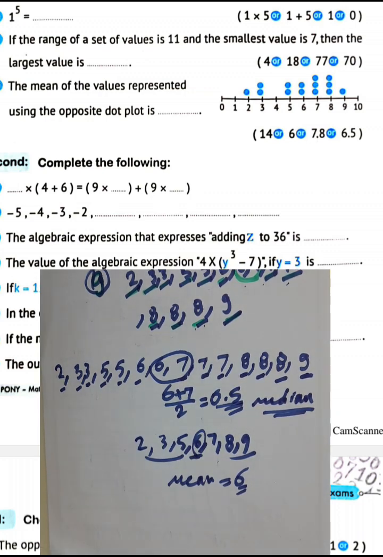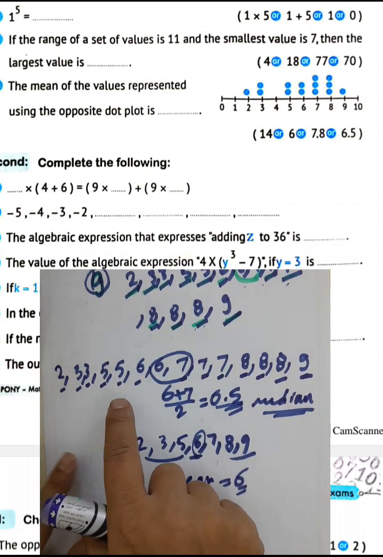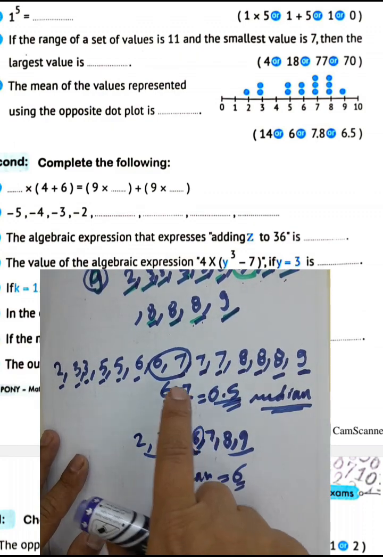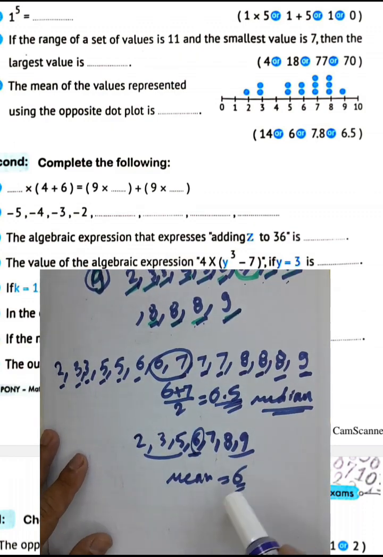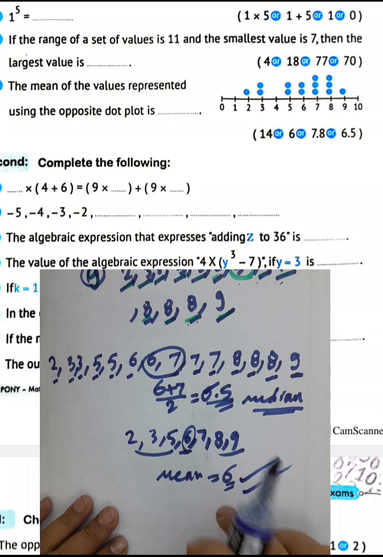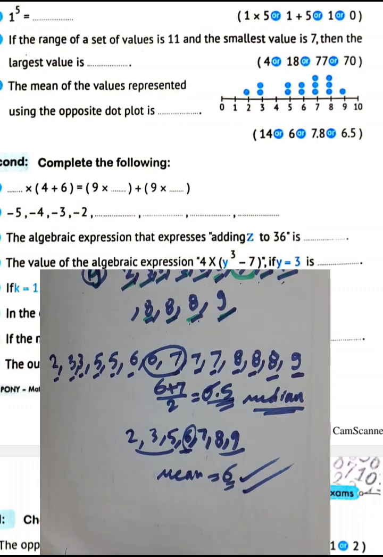But the median, if you want to find the median of all numbers, you must arrange them ascendingly and write 6 plus 7 divided by 2. So the result here will be 6.5, okay? Don't write 6.5. 6.5 is the median, and you want to find here the mean. The mean will be 6.